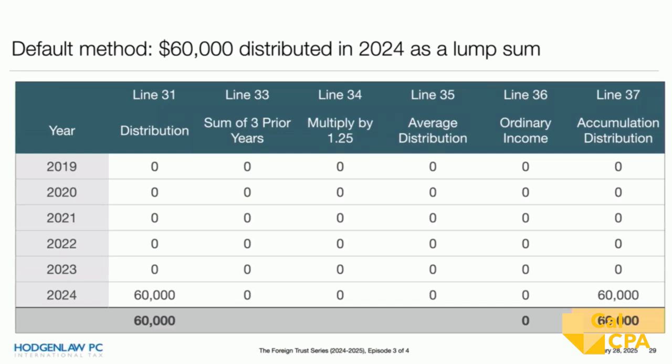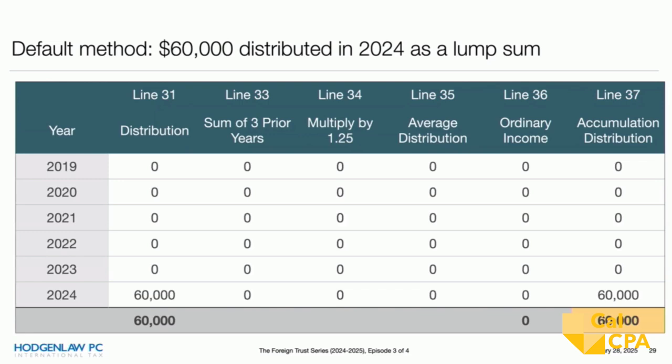Now, I want to give you just little sample examples of, let's say that the trust has been in existence for who cares how long, and you're locked into the default method for whatever reason, and the trustee wants to distribute $60,000 to a U.S. beneficiary. Well, if the distribution happens in 2024 and you're preparing the 2024 tax return, you've got a $60,000 distribution.